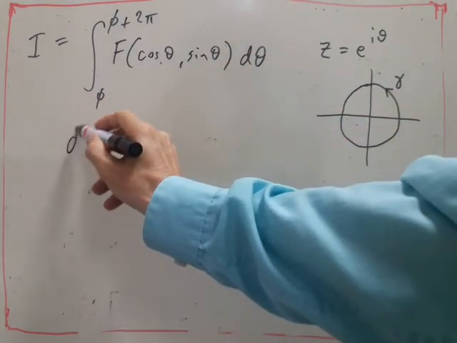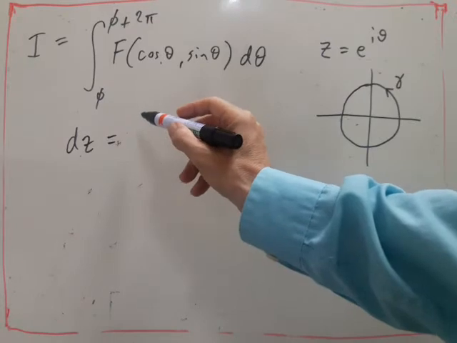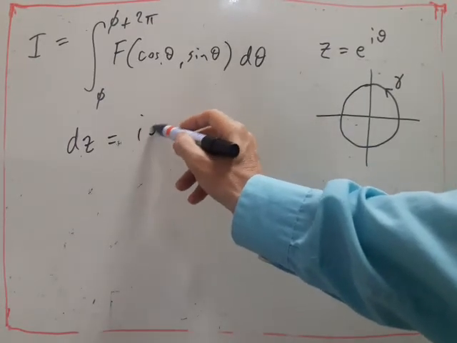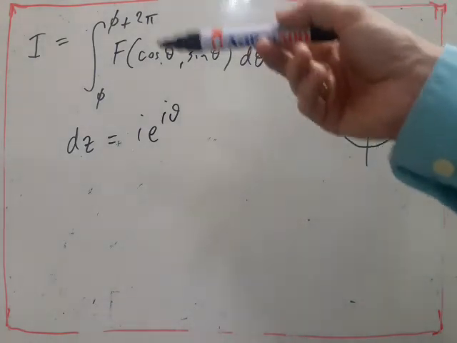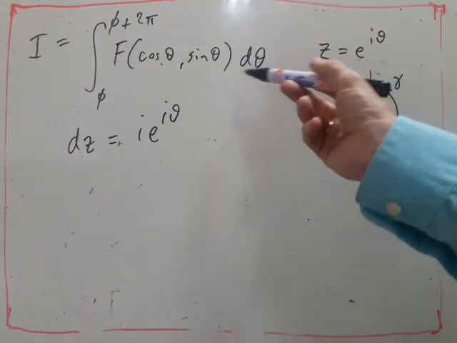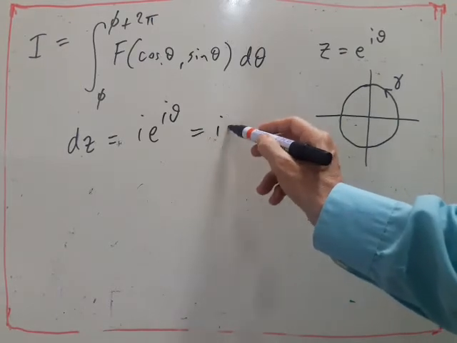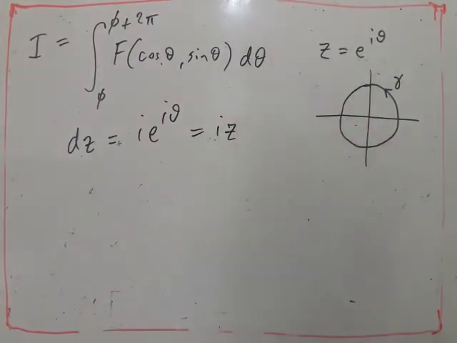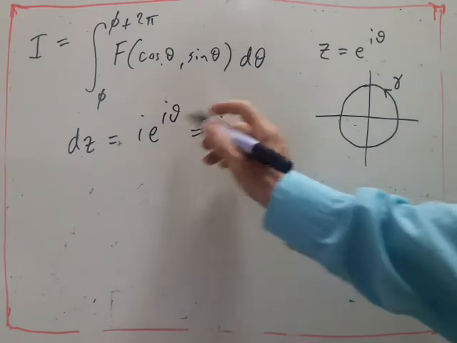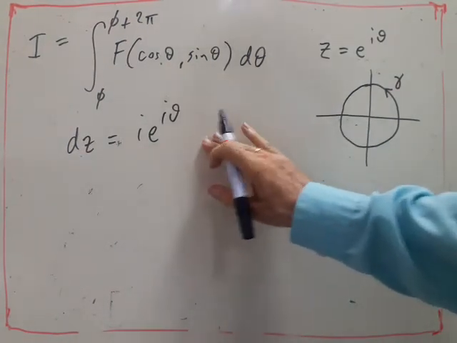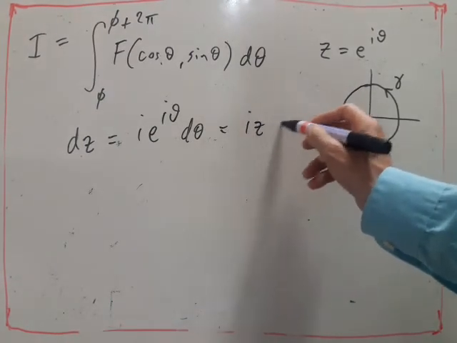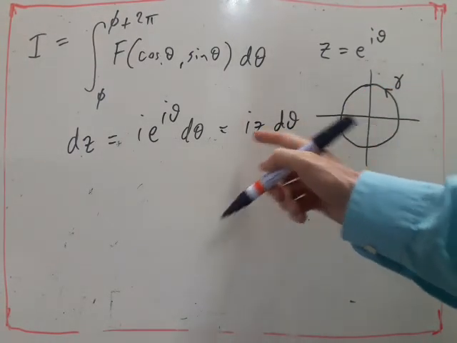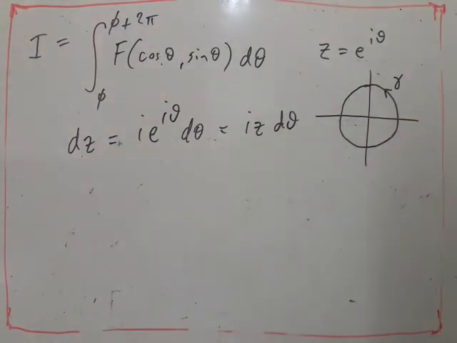So dz is then equal to i times e to the i theta. We want everything in terms of z, so sorry, forgot the d theta. So this is i z d theta. So d theta is equal to dz divided by iz.